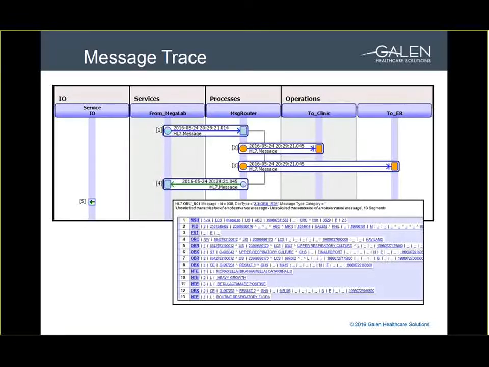And as you click each one of these extended rectangles, you'll actually see what the message looks like at that given moment. Similar to when I was showing the virtual document architecture before, if I clicked on one of these, you could see the HL7 message all parsed out below.